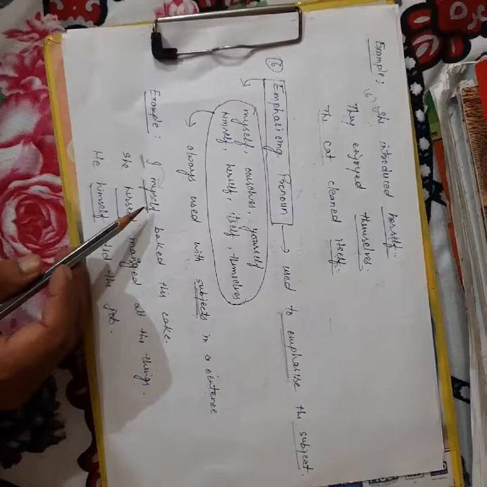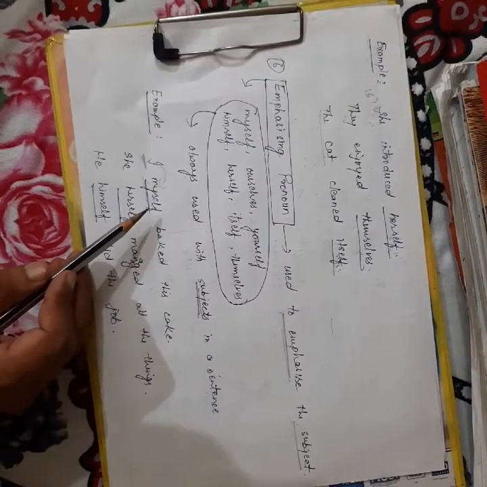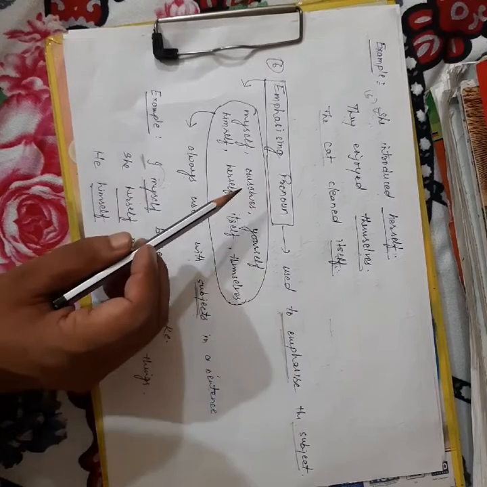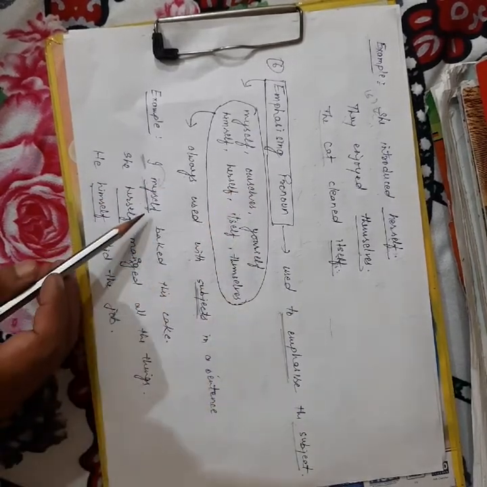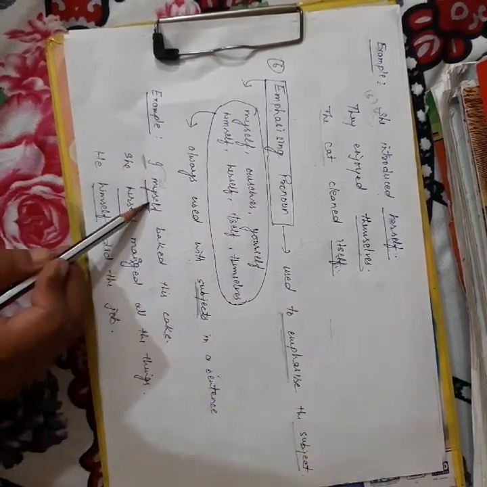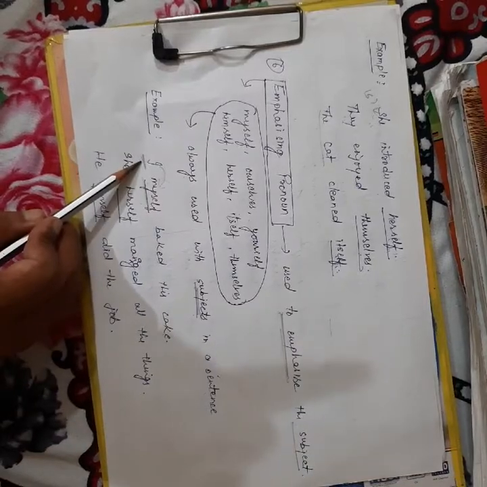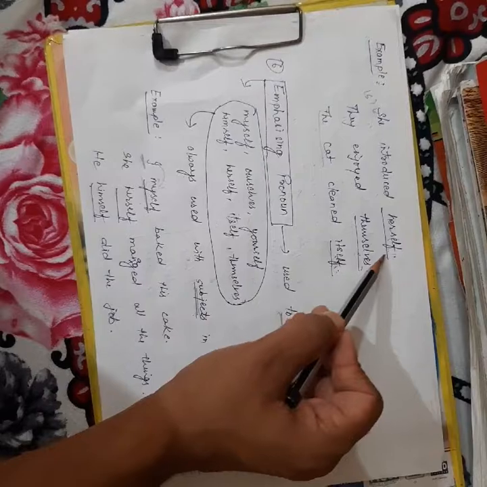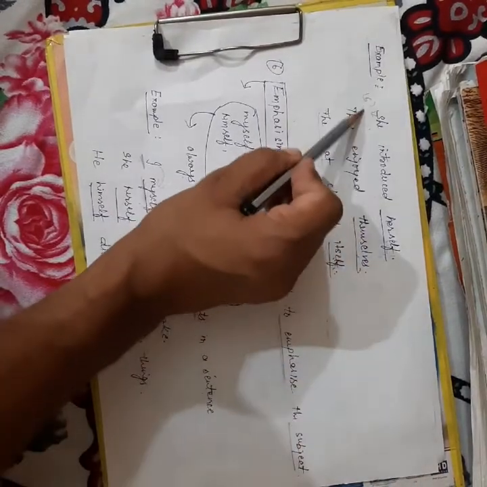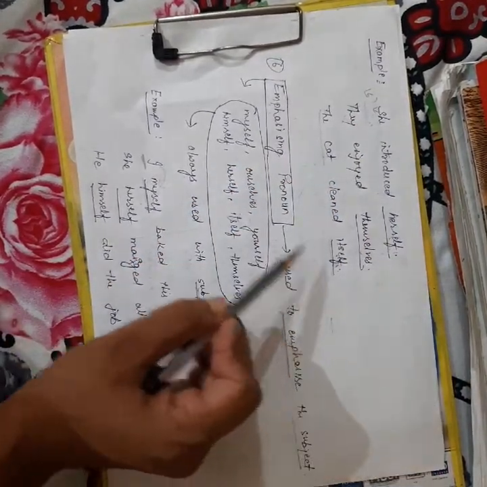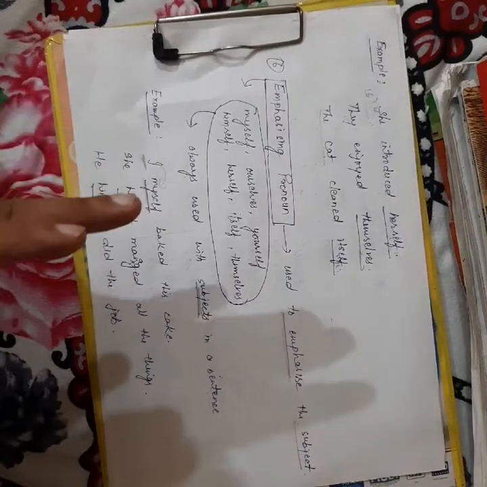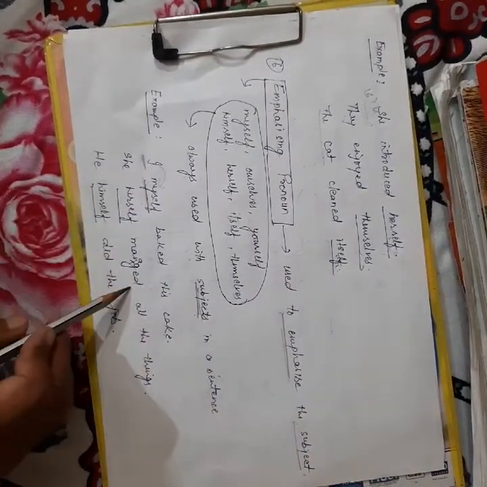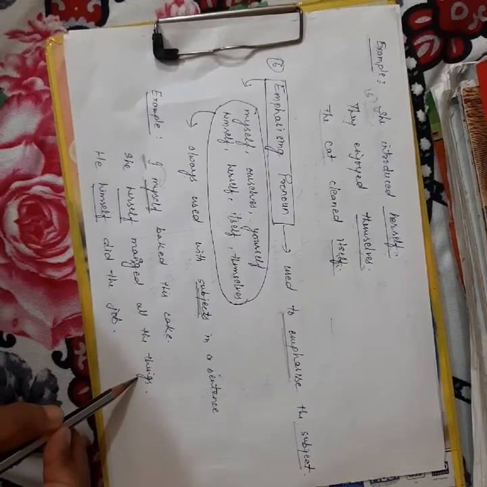So this is the main difference between reflexive and emphasizing. Emphasizing pronouns are always used to emphasize the subject. They are used with the subject. And while reflexives are always used as an object. Subject, object. They are always used in the form of object. Okay. Another example. She herself managed all the things.